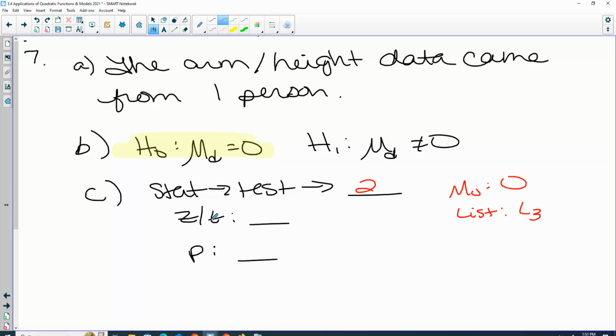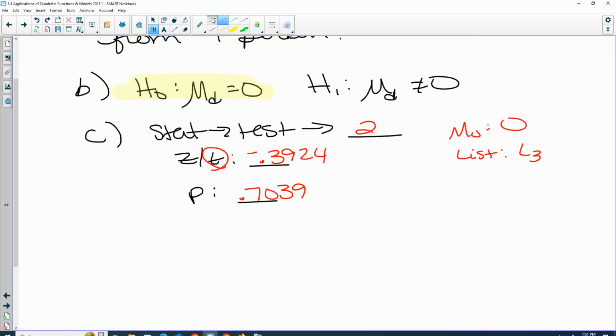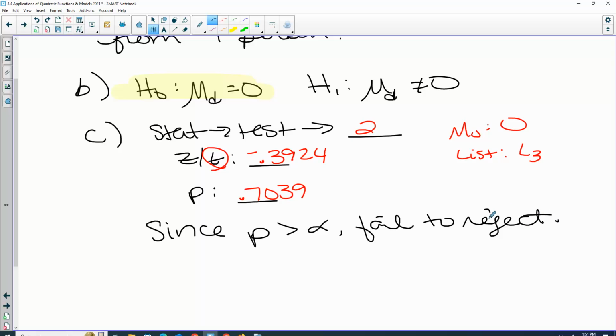So I get a t-value, and it turns out to be negative 0.3924. Our probability is 0.7039. That is extremely high. That means if the null hypothesis is true, there is a 70% chance of the data we got. So that's pretty convincing. Since p is greater than alpha, we fail to reject. Did I prove they were the same? No, I just couldn't prove they're not.